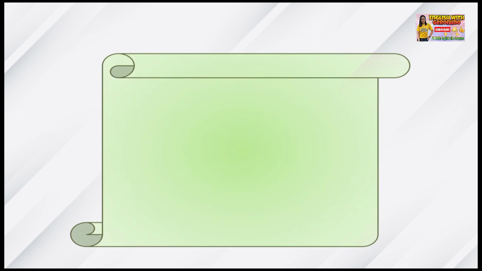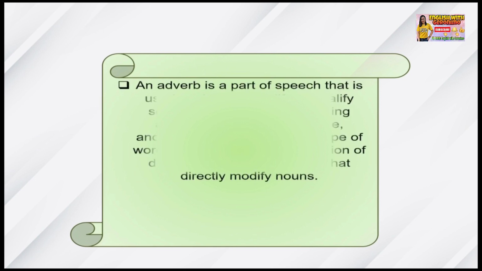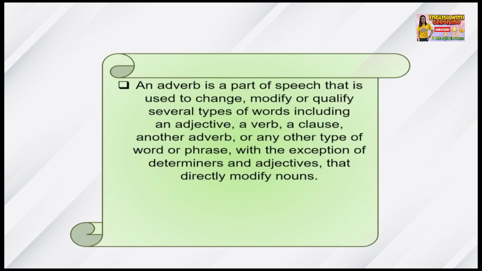To clearly realize the value of adverbs, its definition must be known first. An adverb is a part of speech that is used to change, modify, or qualify several types of words, including an adjective, a verb, a clause, another adverb, or any other type of word or phrase, with the exemption of determiners and adjectives that directly modify nouns.